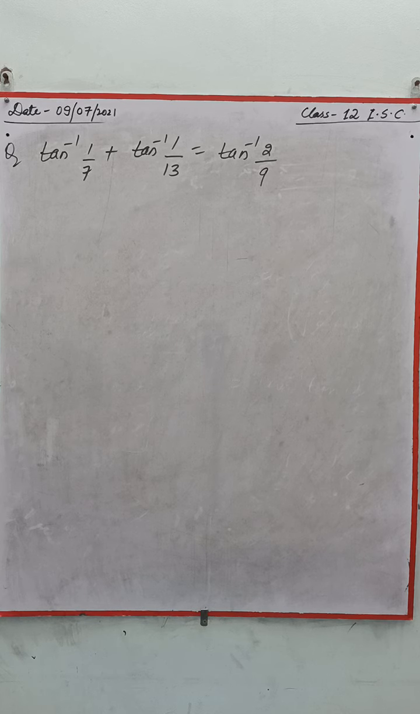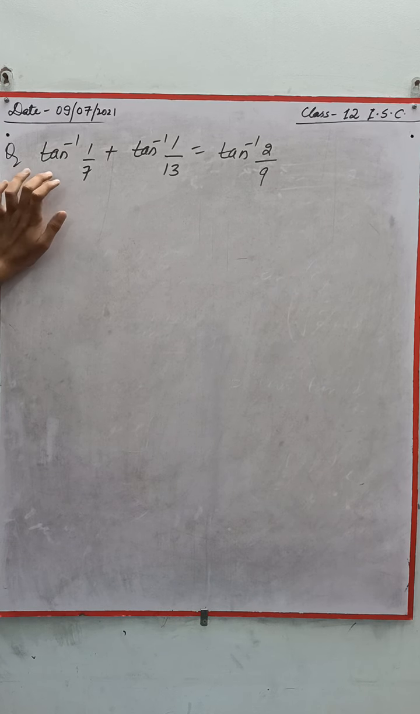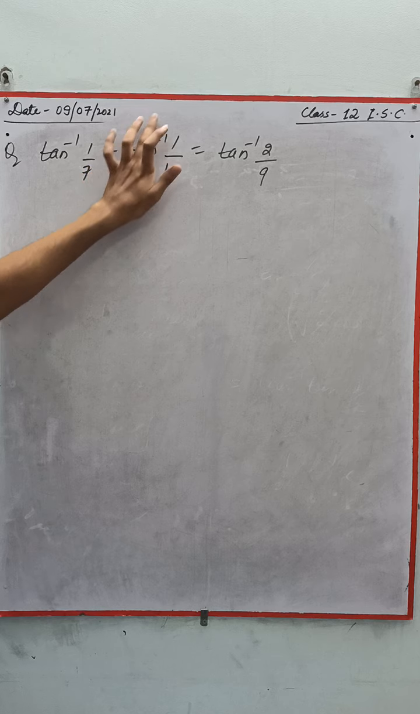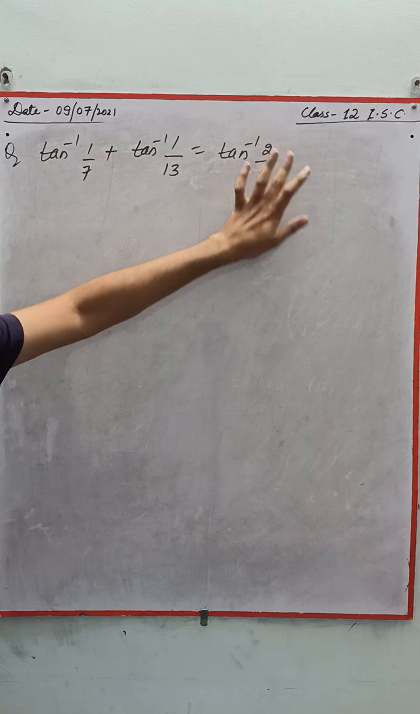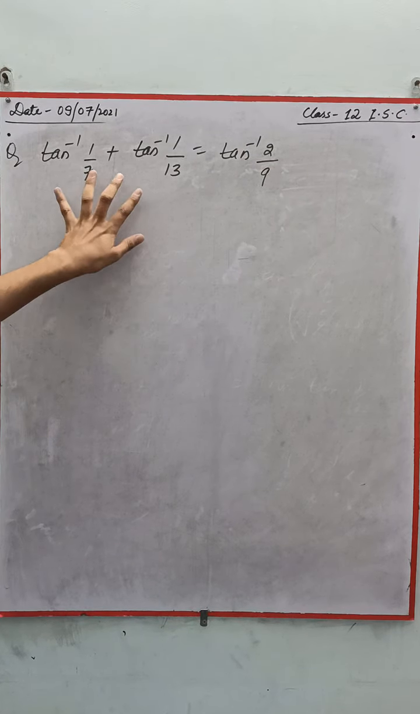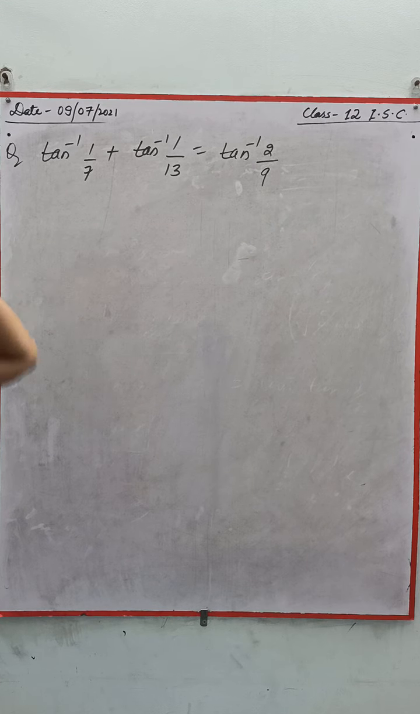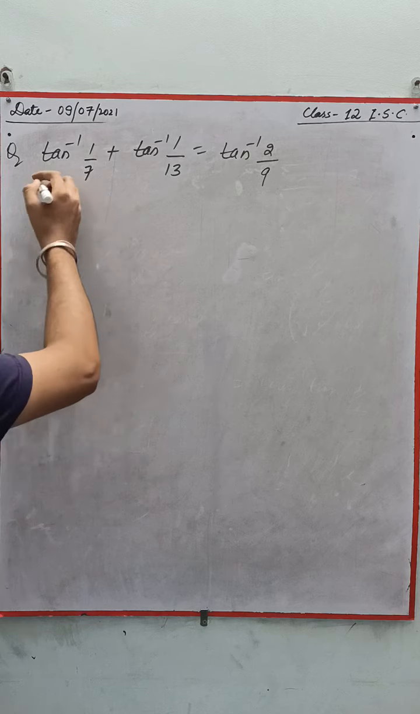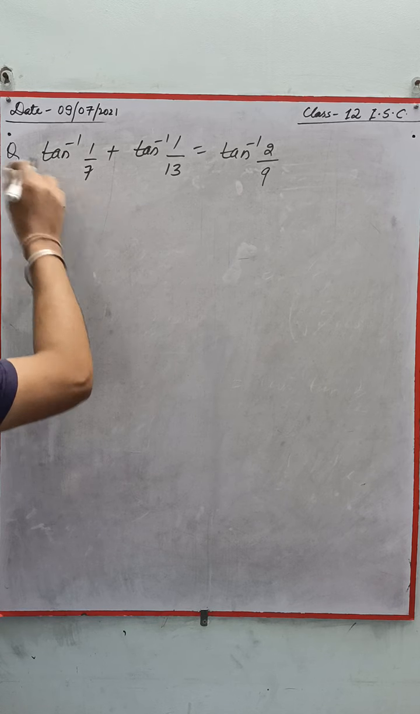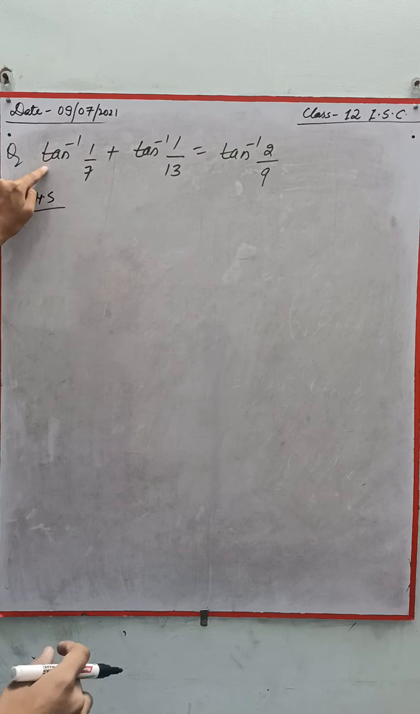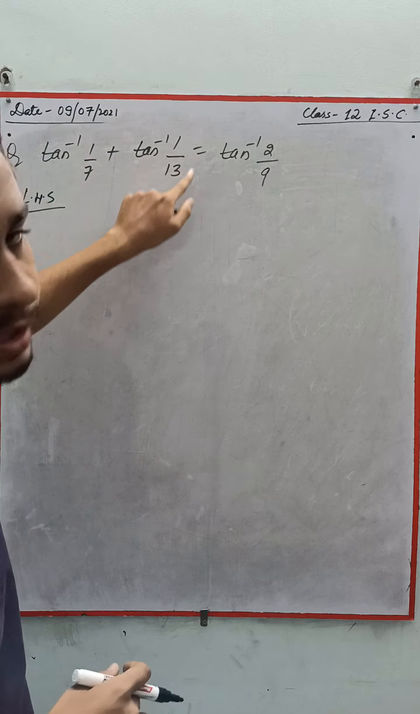Now let's see this question. It says tan inverse 1 upon 7 plus tan inverse 1 upon 13 is equal to tan inverse 2 upon 9. We need to prove that the sum of these two gives this one. So let's start by taking the LHS. The LHS we have is tan inverse 1 upon 7 plus tan inverse 1 upon 13.